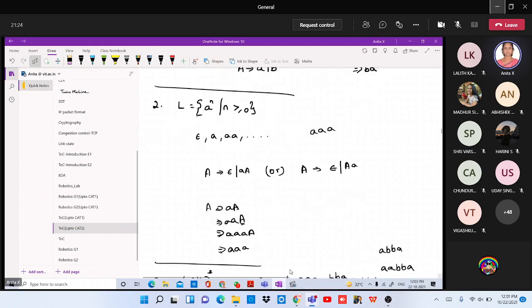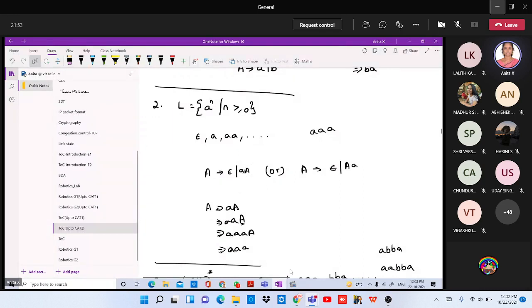Next comes A bar n. Here, A bar n, where n is greater than or equal to 0. So here you have to check with the condition. There is a possibility of epsilon even, because n is greater than or equal to 0. So what can we do? I can either have a choice of epsilon, or I can have this A repeated n number of times.